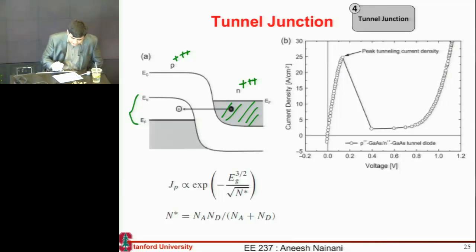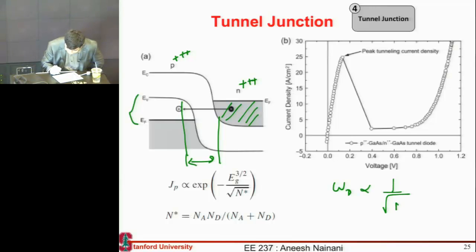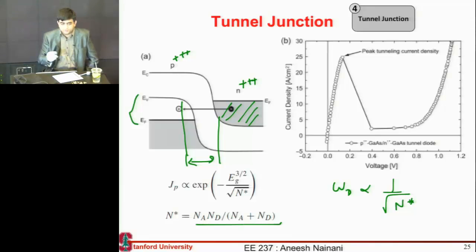Now if I dope this very heavily, another thing which happens is that the depletion width, that is the width which explains the sharpness of this junction, is inversely proportional to the effective doping. I can define the effective doping like this. It's the geometric mean of doping on both sides. So if I increase the doping on both sides, this depletion width decreases.